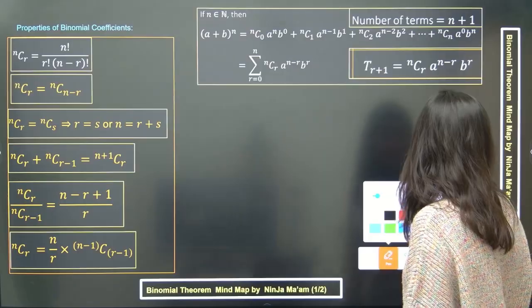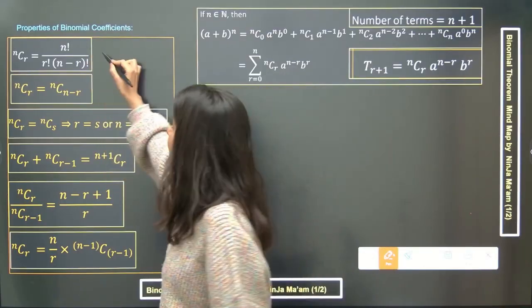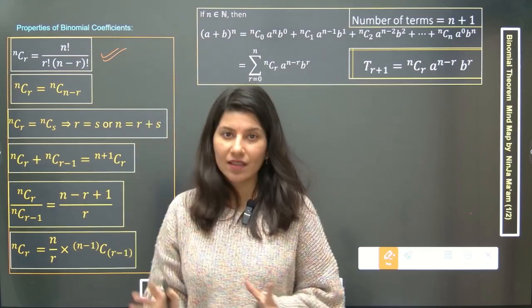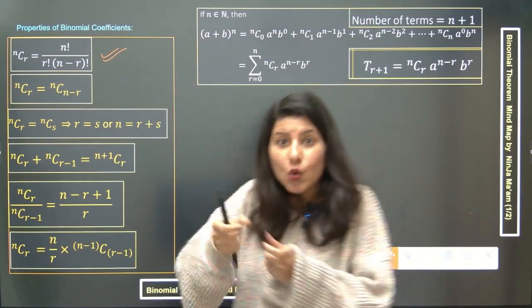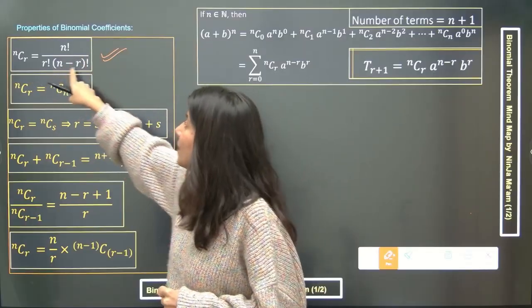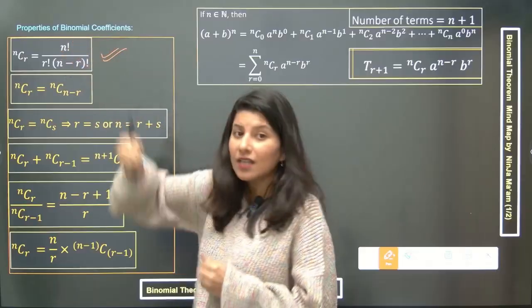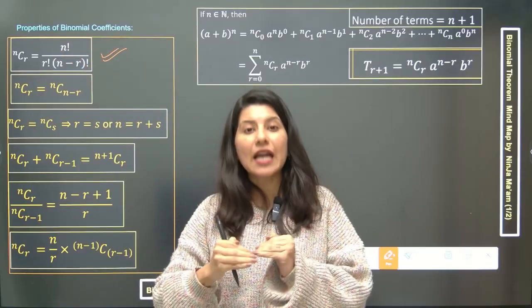So properties of binomial coefficients one by one. Understand, first of all, nCr. This is your binomial coefficient whose expansion is n factorial upon r factorial times n minus r factorial. So this is your nCr. Now based on this, we are going to understand the properties.